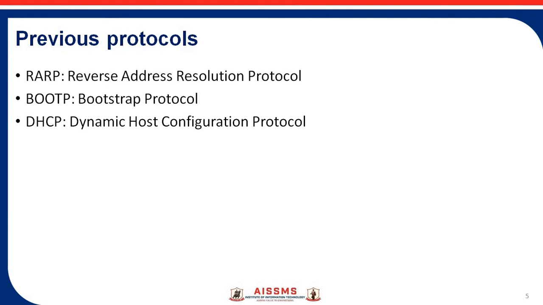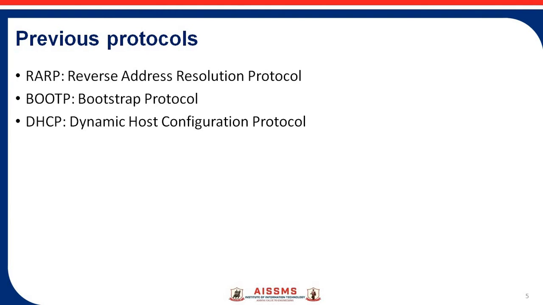Before DHCP became the formal protocol for host configuration, some other protocols were used previously. The first protocol, RARP, Reverse Address Resolution Protocol. At the beginning of the Internet era, a protocol called Reverse Address Resolution Protocol was designed to provide the IP address for a booted computer.